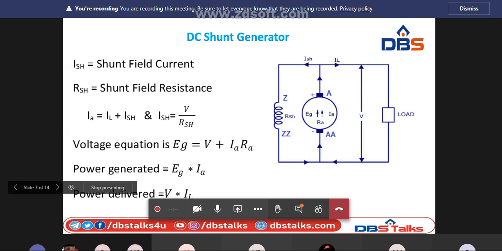Whereas resistance is high means what about current? Current is low. ISH value is low, RSH value is high. So shunt winding has many turns of thin wire having high resistance. Therefore only a part of the armature current flows through the shunt field winding, a small amount of current. The remaining current will be flowing to the load circuit, right? So these are the voltage equations of a DC shunt generator.